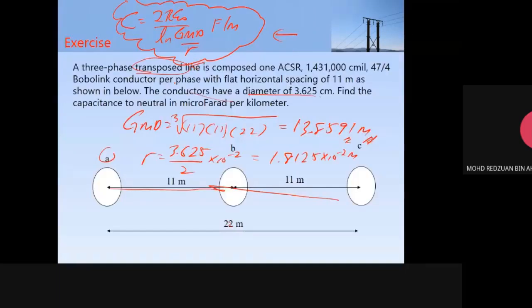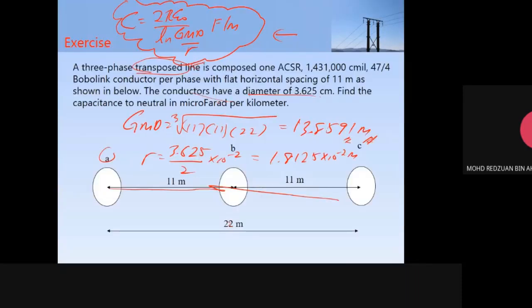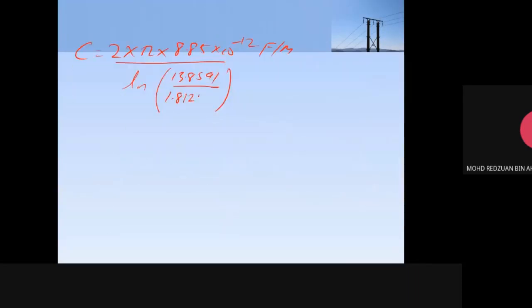So C equal to 2 times pi times 8.85 times 10 power of minus 12 farad per meter over ln of 13.85 over 1.8125. Okay, so we will get the value of capacitance per meter.